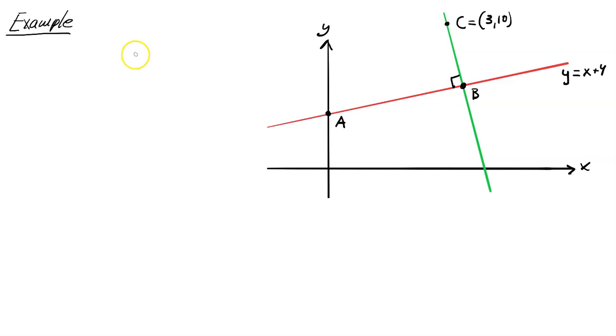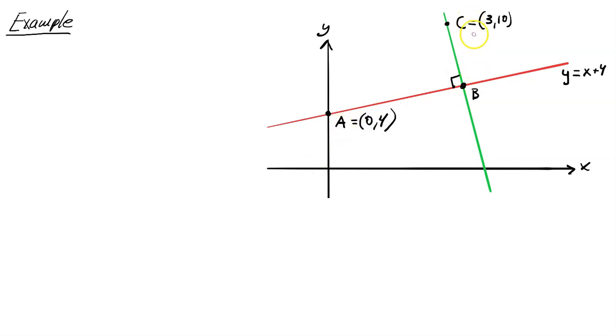Now we want to see some examples of what we have learned so far. In this case, we want to find the coordinates for the point B. Here we are given a straight line, y equals x plus 4. We are given this point, and we can also figure it out because it has x coordinate 0. This means where it crosses or intersects the y-axis. So this must be 4.